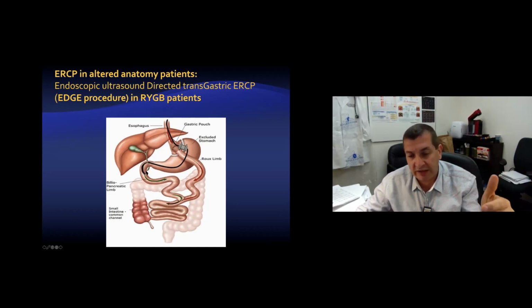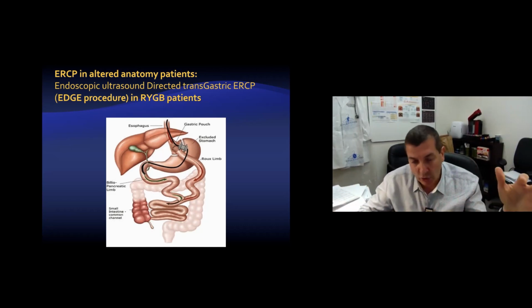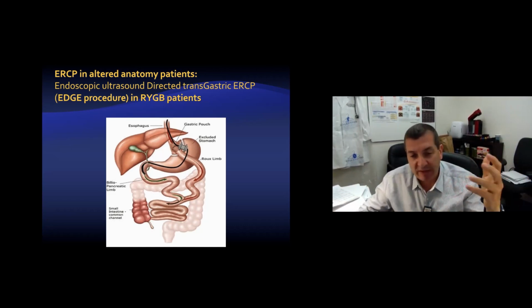Even when you reach that area, you don't have the normal anatomy to look at, and you don't have all the arsenals, all the tools that work in a long scope channel to remove the stone and be successful in doing the ERCP. So what were the alternatives?